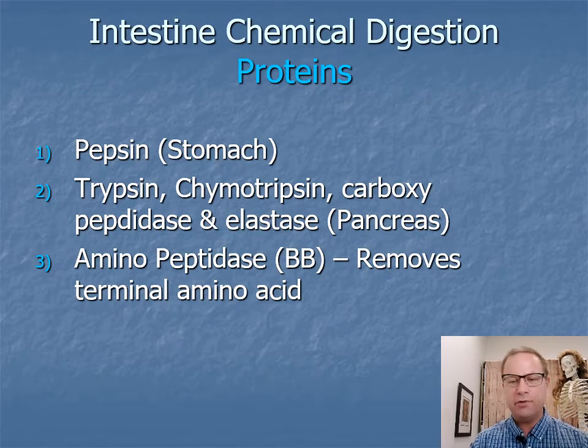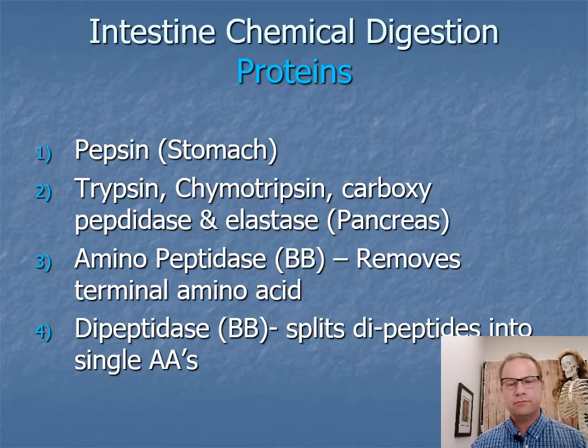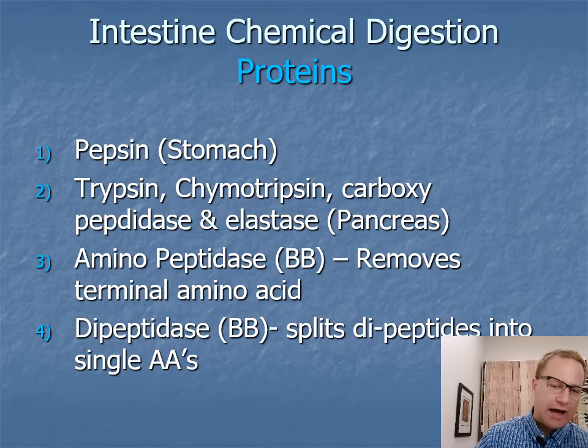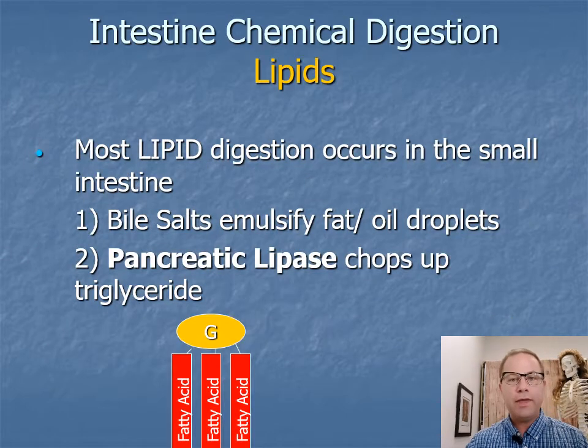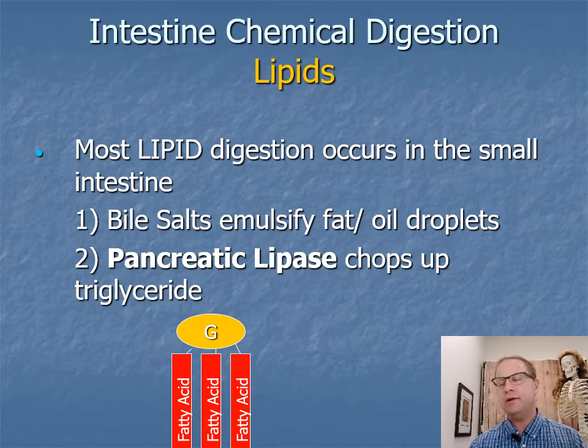The primary protein digesting enzyme you need to be familiar with is trypsin. Of course, we have some other dipeptidases, again, not very important, that split dipeptides into single amino acids. Let's just skip those. Okay, let's talk about digestion of lipids, because lipids haven't been digested up until this point.